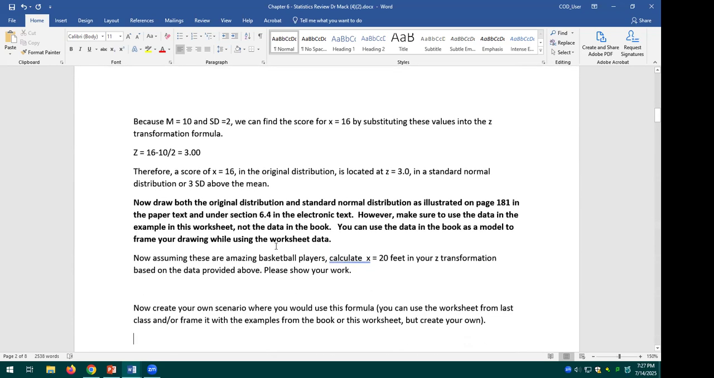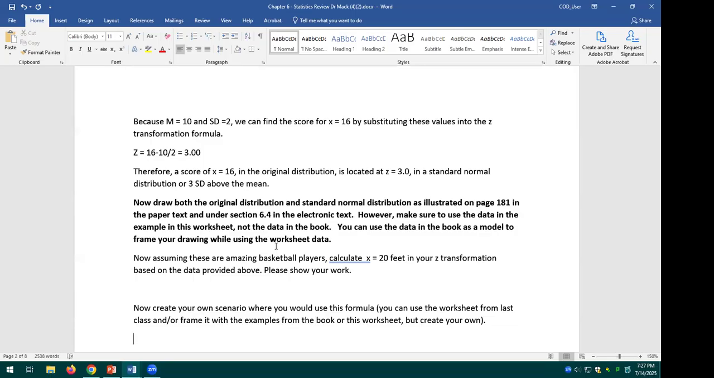So now, assuming these are amazing basketball players, let's calculate x equal to 20 using the exact same formula. How would we do that? So we want to give it a shot. Try it on your own, or you can work together. How will it help you the most? Okay, can someone guide us? If you're really not feeling it, I can guide us, it's no problem.